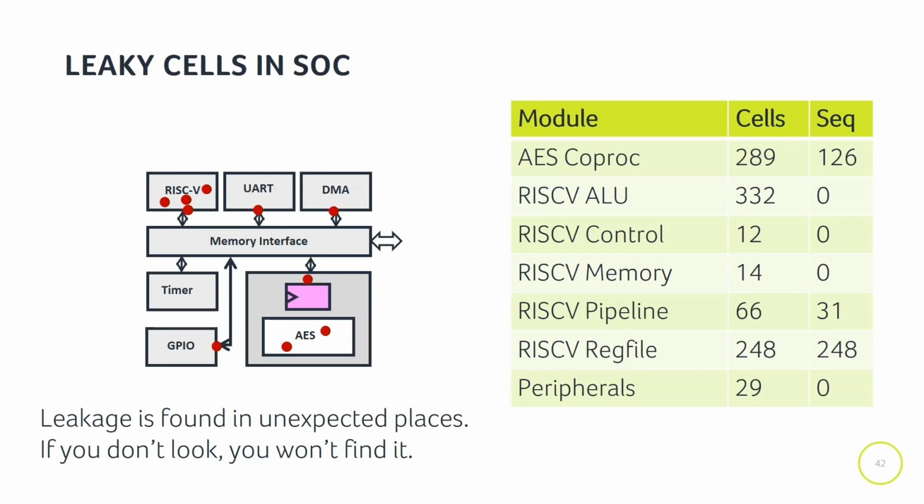But what surprised us is that actually the peripherals were leaking key material as well. And that's surprising because it's not their job to deal with key material at all. The problem is they're hanging off of the same bus as the CPU and the AES engine. So as soon as key material is being transferred over that bus, there's some transistor activity there, even though they might not actually do anything with that data. There's still some switching activity there that amplifies the leakage. So one of our conclusions here really was leakage is found in unexpected places. If you don't look, you're not going to find it.